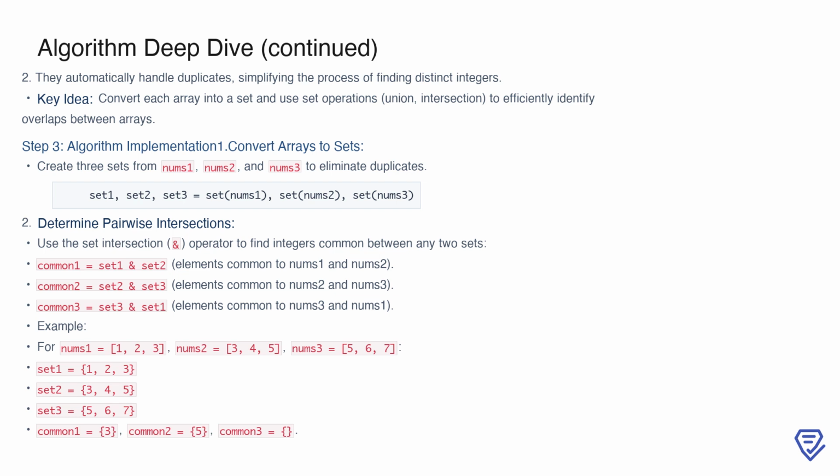Once we have these sets, we can calculate pairwise intersections using the set intersection operator, denoted as AND. For example, we calculate common 1 as the intersection of set 1 and set 2, common 2 as the intersection of set 2 and set 3, and common 3 as the intersection of set 3 and set 1. In the case of nums1 equals 1, 2, 3, nums2 equals 3, 4, 5, and nums3 equals 5, 6, 7, we would have set 1 equals 1, 2, 3, set 2 equals 3, 4, 5, and set 3 equals 5, 6, 7. Then, common 1 gives us 3, common 2 gives us 5, and common 3 gives us an empty set, as there are no integers common to nums3 and nums1.